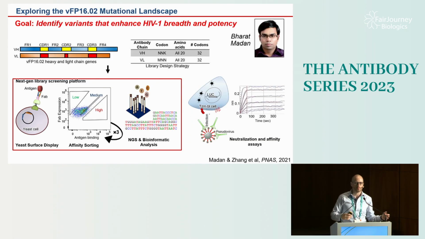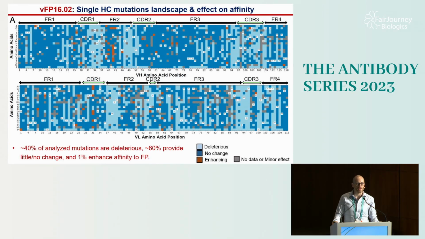And so a postdoc in the group, Bharat Madan, started to really take this on. And we started to use an approach called site saturation mutagenesis to make every possible mutation at every location and screen for affinity. Of course, using next generation sequencing, we could map the affinity of each of those mutations and try to identify what is really going to push affinity and neutralization against this strain.